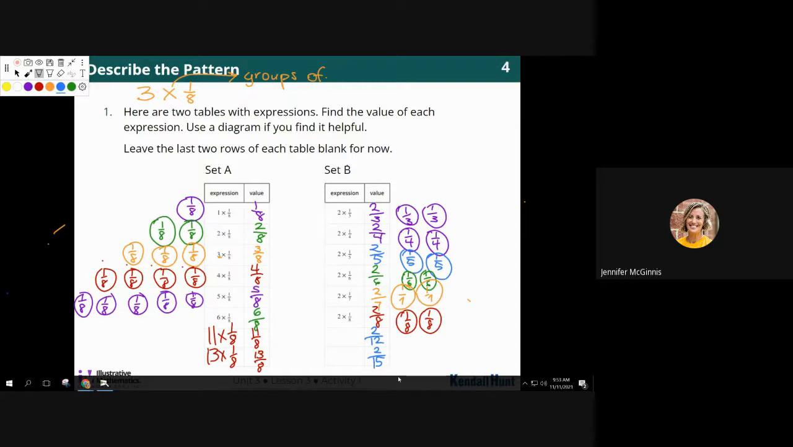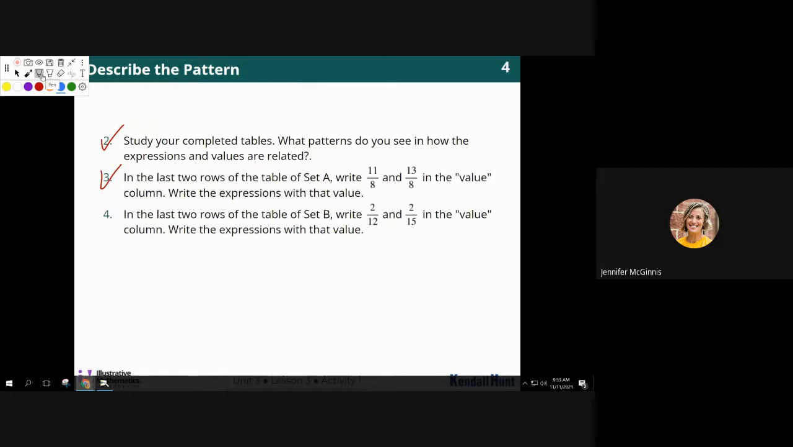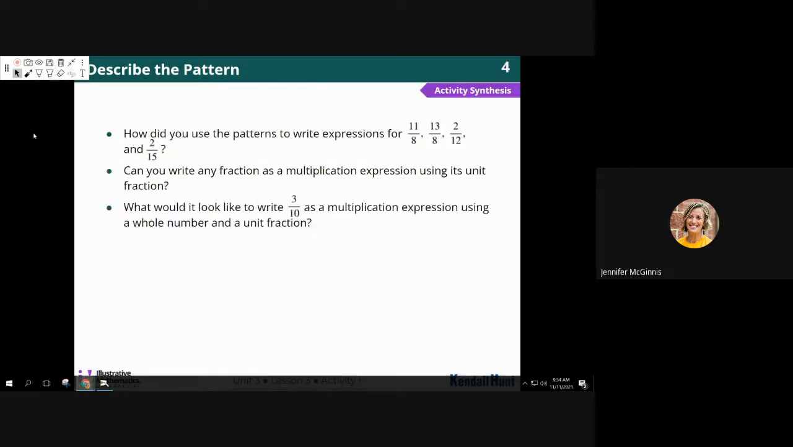Class, what's your expression? Set B. Nehemiah: 2 times 1/12. Who also has 2 times 1/12? Hands all over town. And for the final one, 2/15, Logan? Two times 1/15. Very good. Write the expressions with that value.